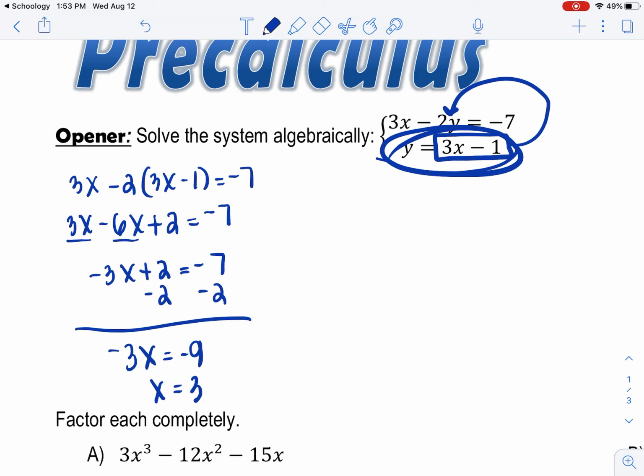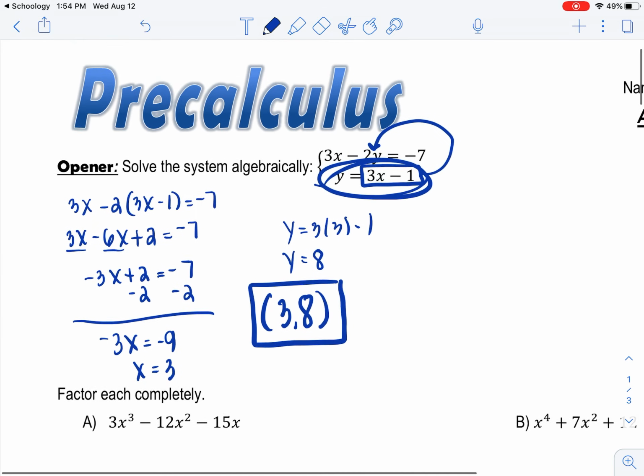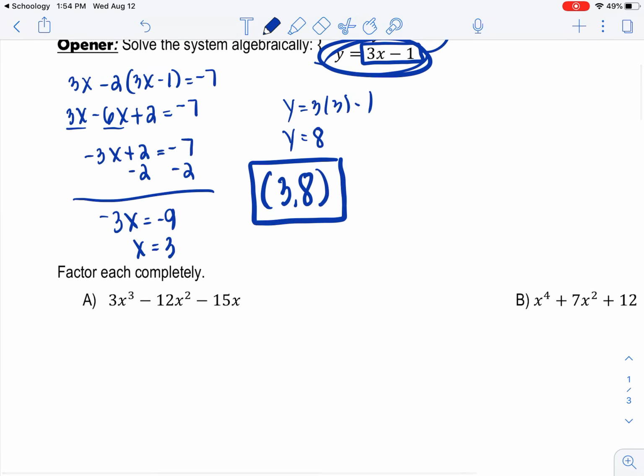The easiest way to do that is to plug it into this equation that's already solved for y. So y equals 3 times 3 minus 1. Y equals 8. So my solution is the ordered pair x comma y, 3 comma 8. If you feel like I'm going fast through the algebra 1, it's because it's algebra 1, right? So I am going to be going fast through that type of stuff.